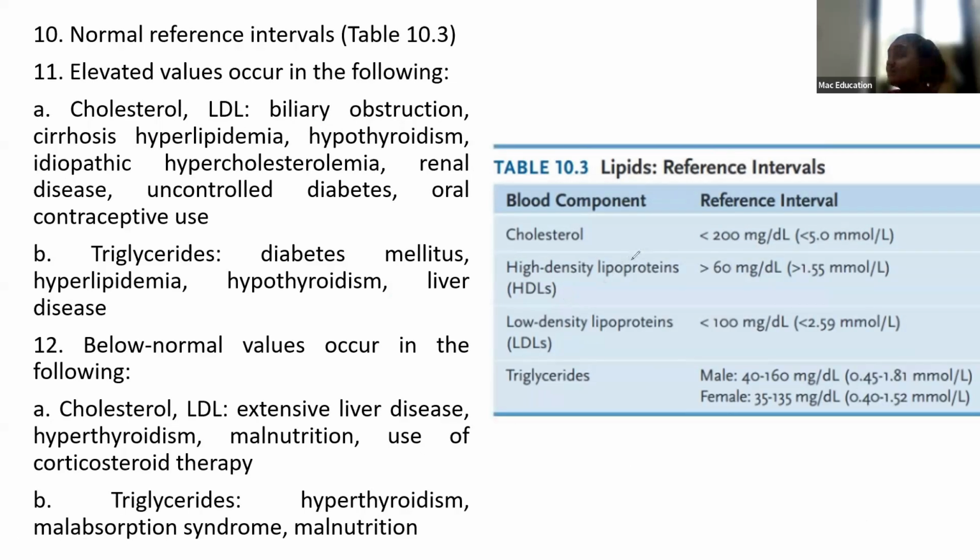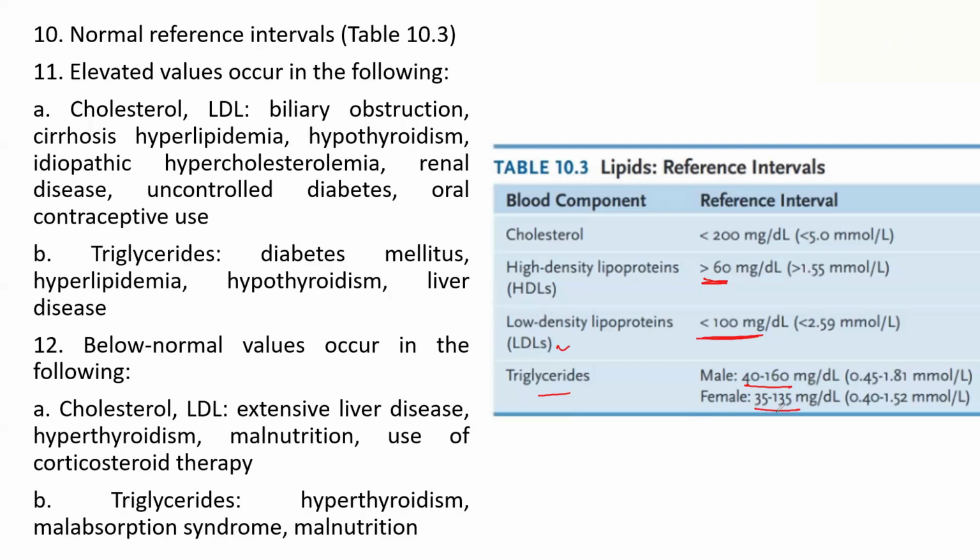High density lipoprotein, that is the good cholesterol, should be more than 60 mg per dl. If it is less than 60, then there is a risk of coronary artery disease, because there is not a high enough amount of HDL to protect the arteries from blocking up. So it should always be more than 60 mg per dl. Low density lipoproteins are bad cholesterol, so it should be less than 100 mg per dl. And triglycerides, for male, are between 40 to 160 mg per dl, and for female between 35 to 135 mg per dl. If it gets elevated, then there is a risk of coronary artery disease. Understood?